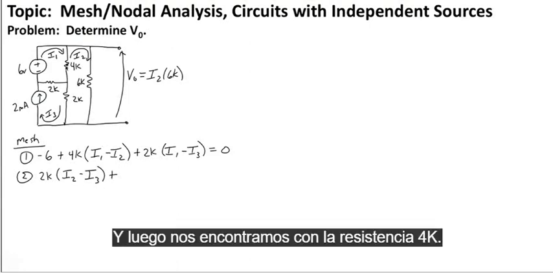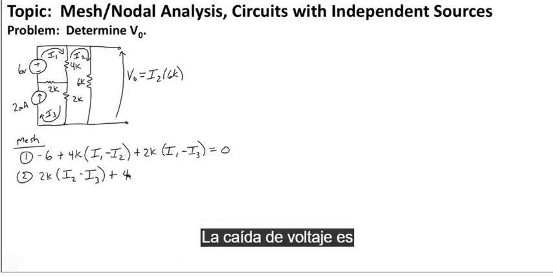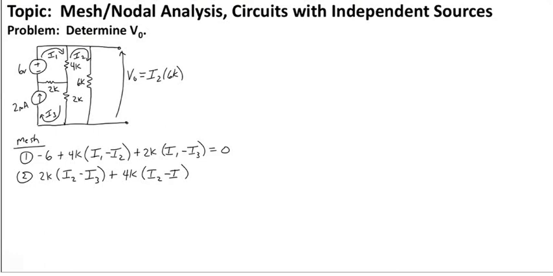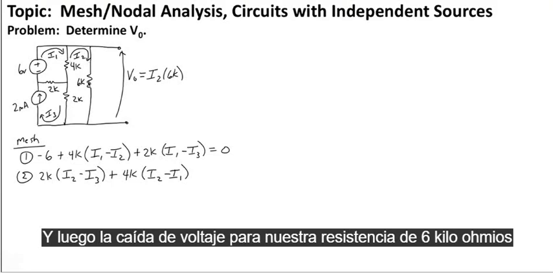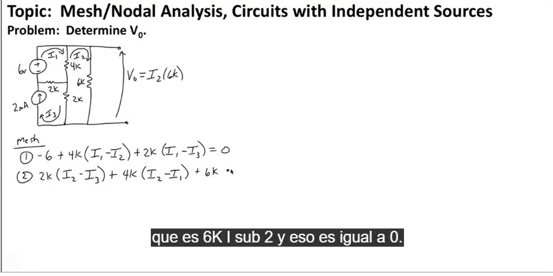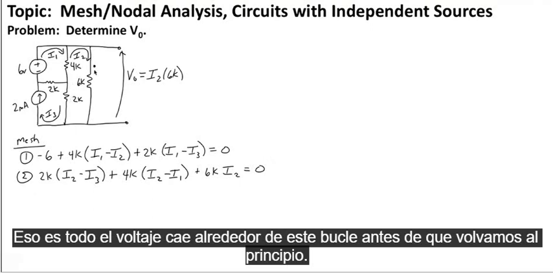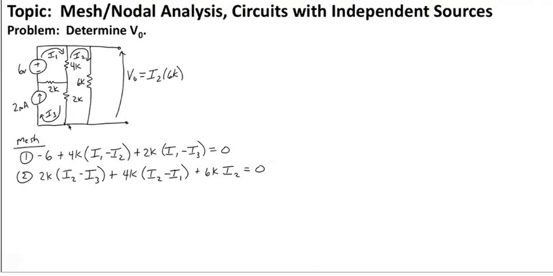And then we encounter the 4 kilo ohm resistor. The voltage drop there is 4K times I2 minus I3. Sorry, I2 minus I sub 1. And then the voltage drop for our 6 kilo ohm resistor, which is 6K times I sub 2, and that's equal to 0. That's all the voltage drops around this loop before we get back to the beginning.